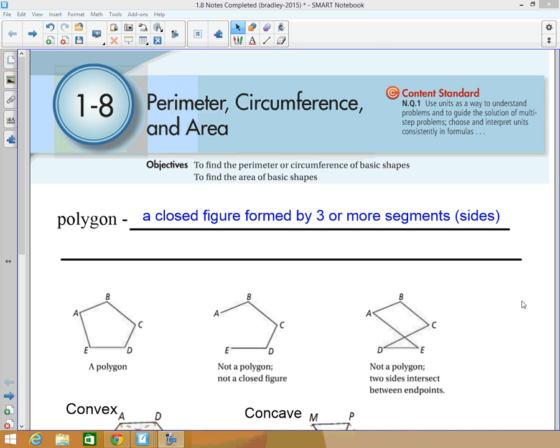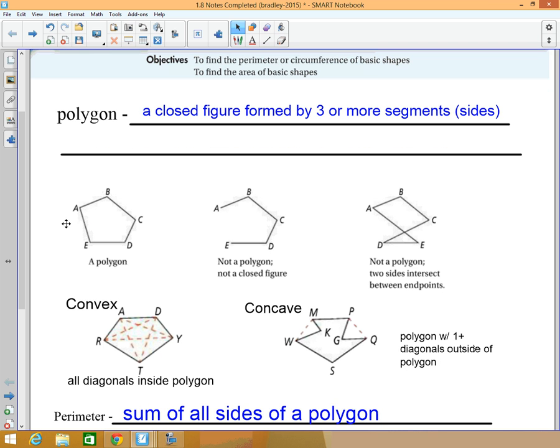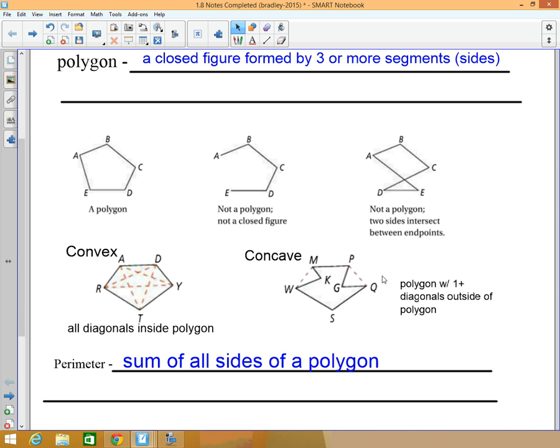Okay, so if you look down, we've got pictures. This is a polygon. Of course, this is not a polygon because it's not closed, and this is not a polygon because the two sides intersect.